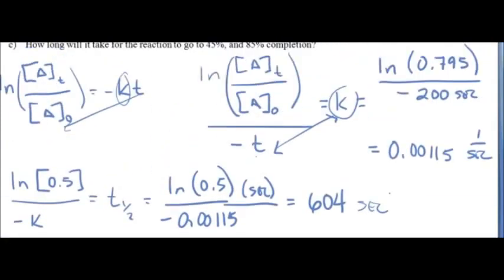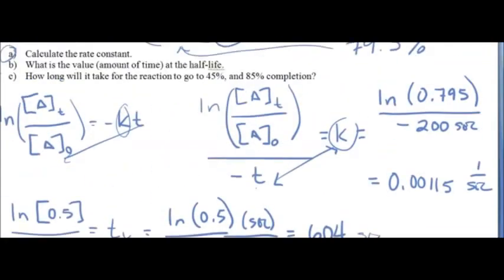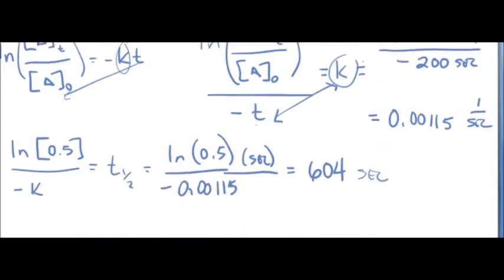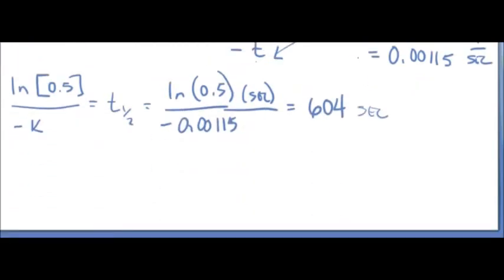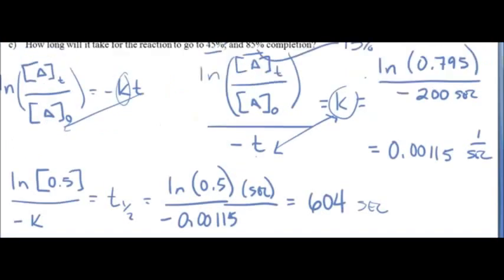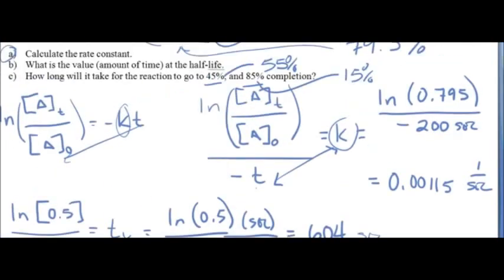All right. And then it asks how long will it take for the reaction to go 45% and 85% completion. So that means that for 45%, I have 55% of the substance remaining. And for 85%, that means I only have 15% remaining. Okay, try to work that one out on your own. I'm going to quietly work it out here. Just show the work here. I'm not going to necessarily talk through this.